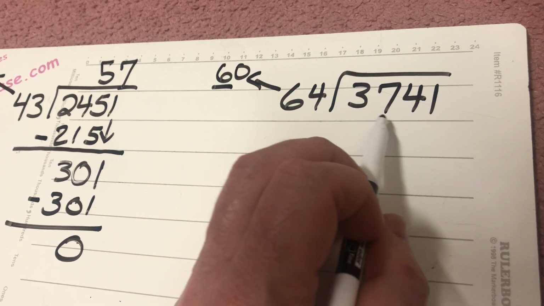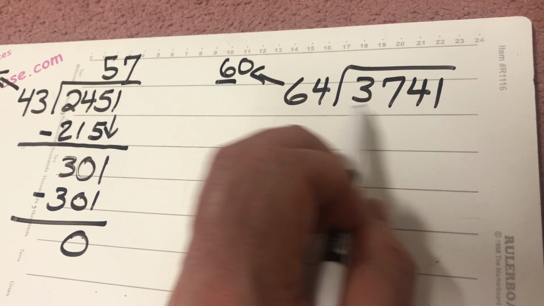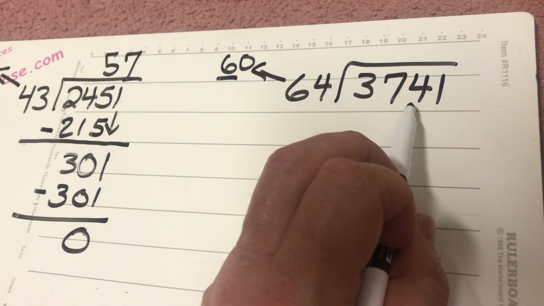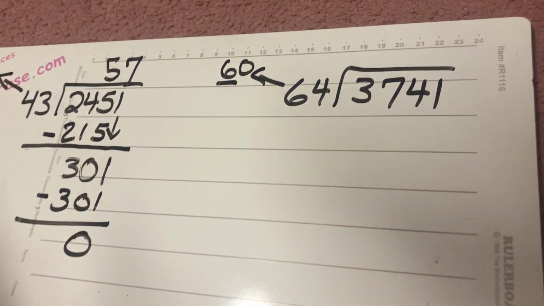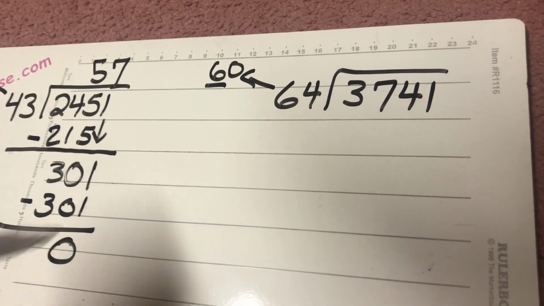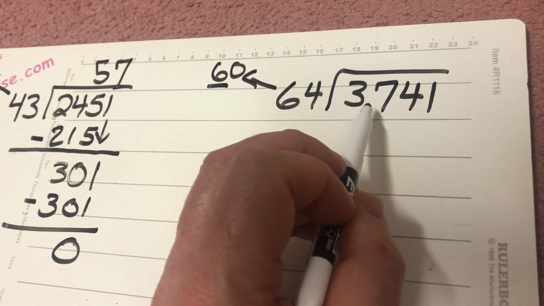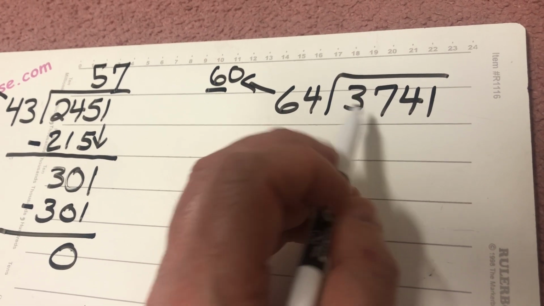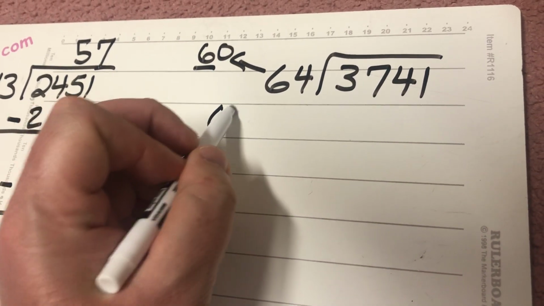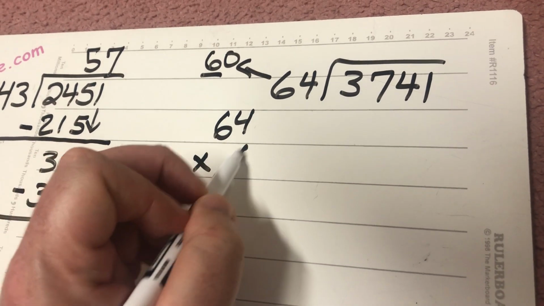I know that 64 can't go into 3. I know that 64 can't go into 37. It's bigger than 37. But it can go into 374. It's a matter of figuring out how many times. I know that 6 can go into 37 6 times. So the first thing I'm going to try is 64 times 6.